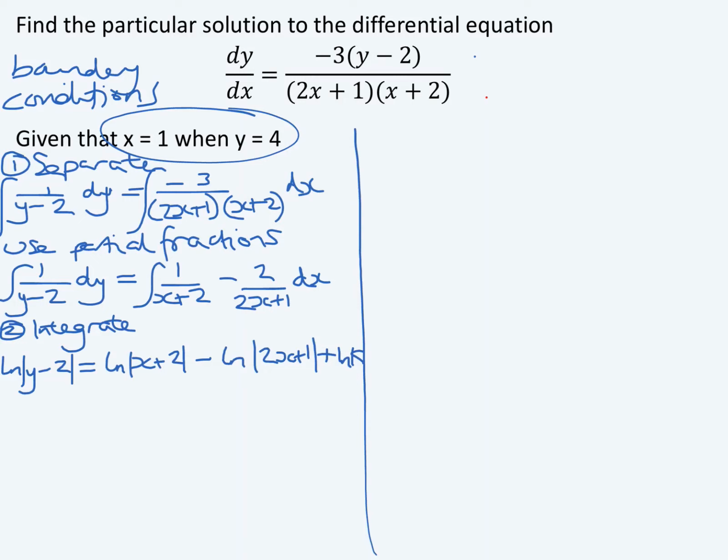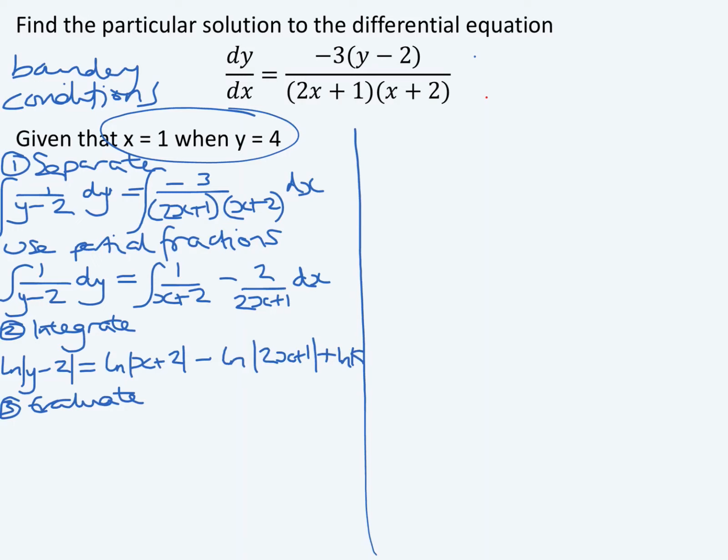Okay, now again you've got a bit of a choice. We can whack our boundary conditions in right now. We can do a little bit of manipulation first. I am a fan of getting straight down to the evaluation and subbing in that x is 1 and y is 4. I just think it makes the manipulation a little bit easier.